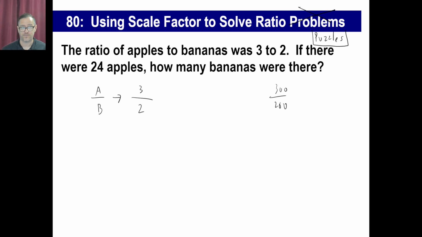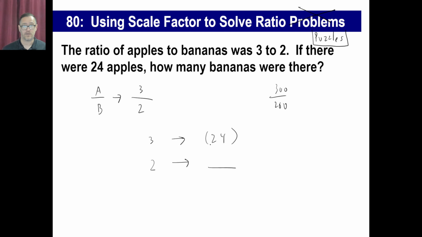If there were 24 apples, how many bananas were there? Well, that makes things a little simpler. We know how many apples there were. This is what they call the scale factor. You can call it whatever you want. The apple part, that's the 3, and we know there were actually 24 apples. That's the real number. How many bananas were there? We know the 2 compares to bananas, but we don't know the answer here.